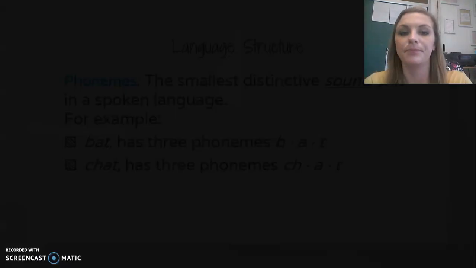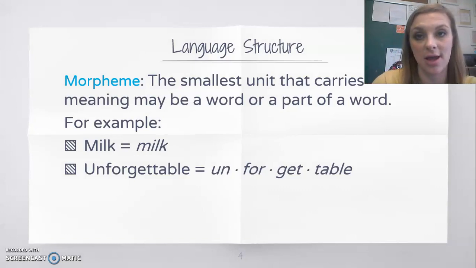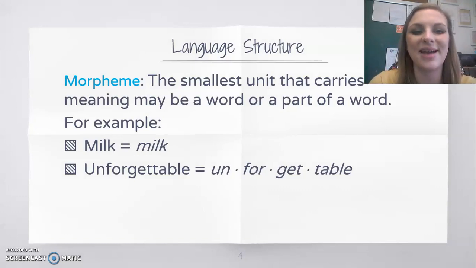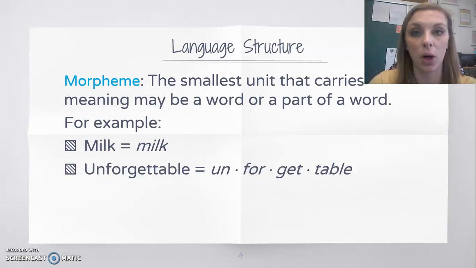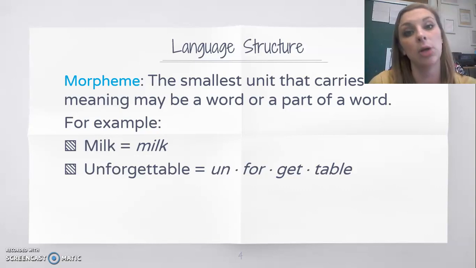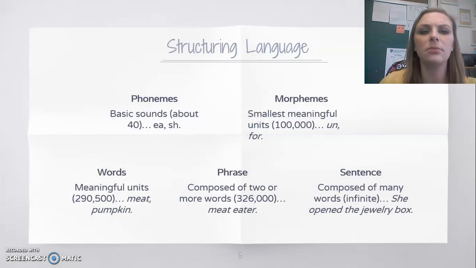Those are phonemes. Morphemes, on the other hand, are the smallest unit that carries meaning. This can be a whole word like milk, right? Or it can be part of a word like unforgettable. Okay, now not table. In this case, it's not table. But yeah, so those are morphemes. They carry meaning.